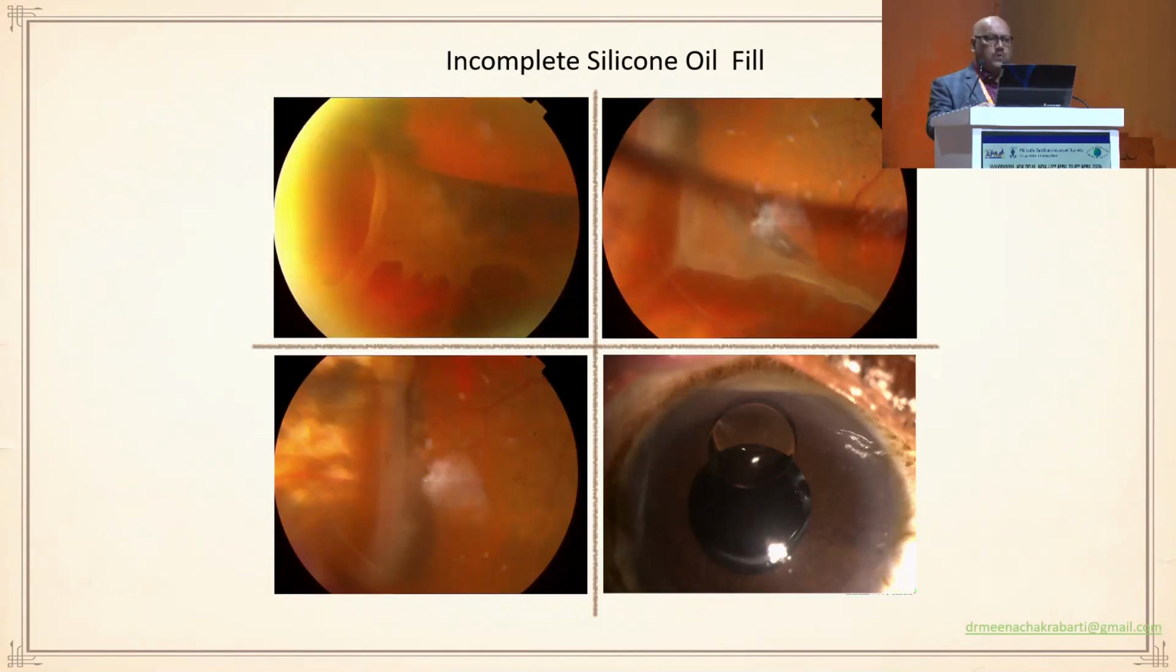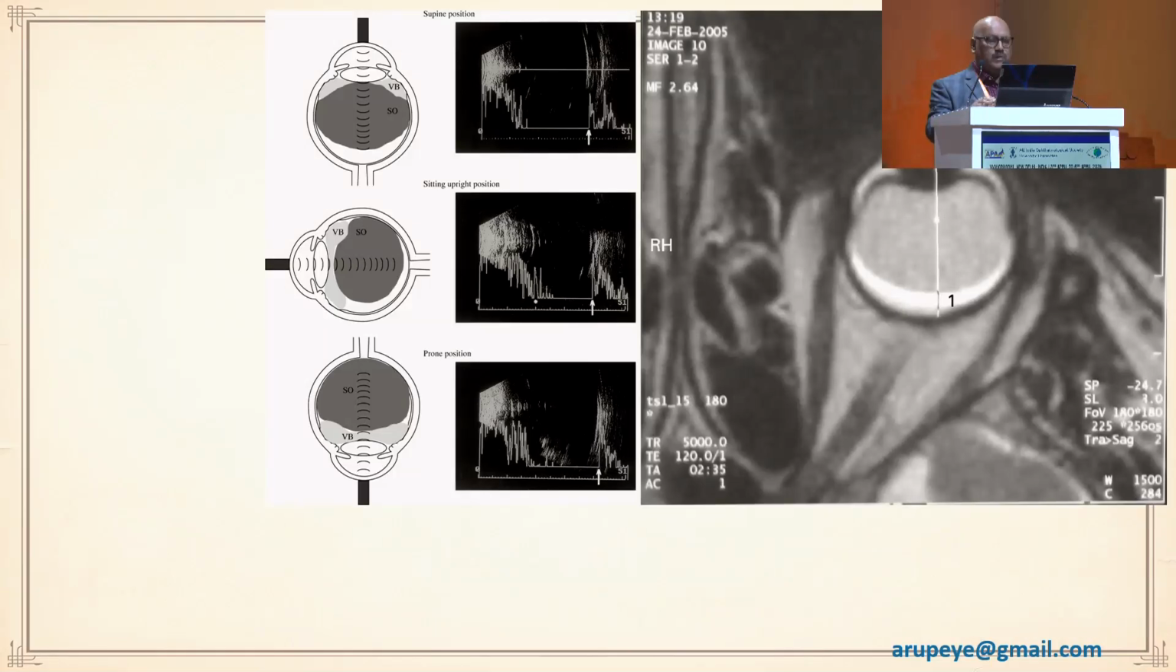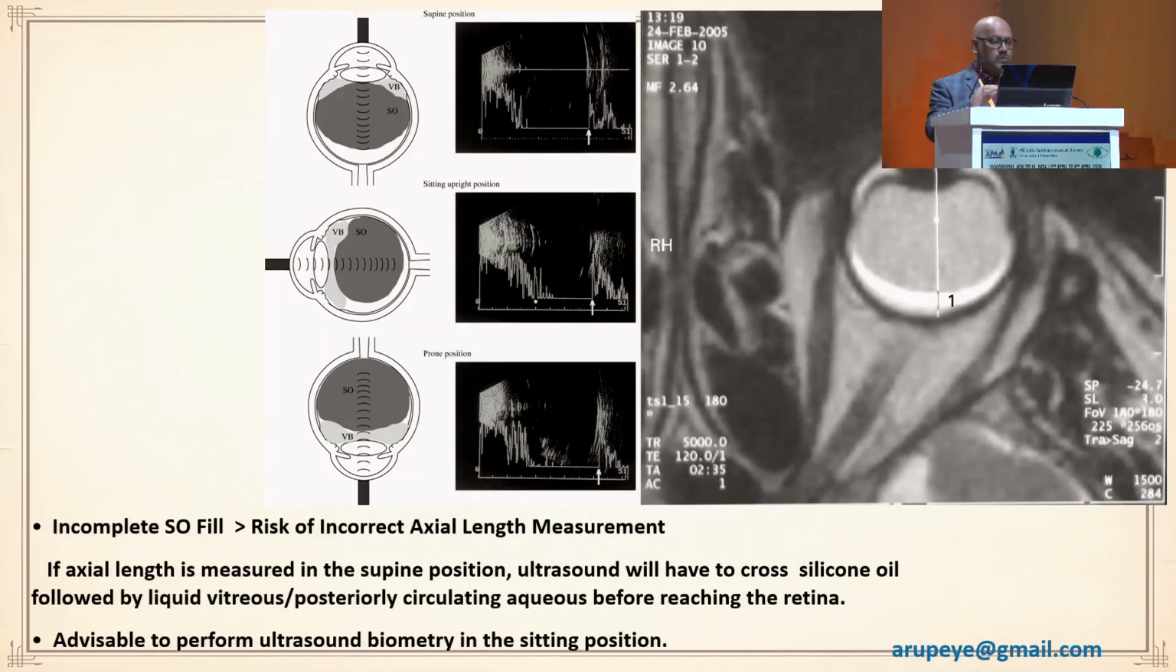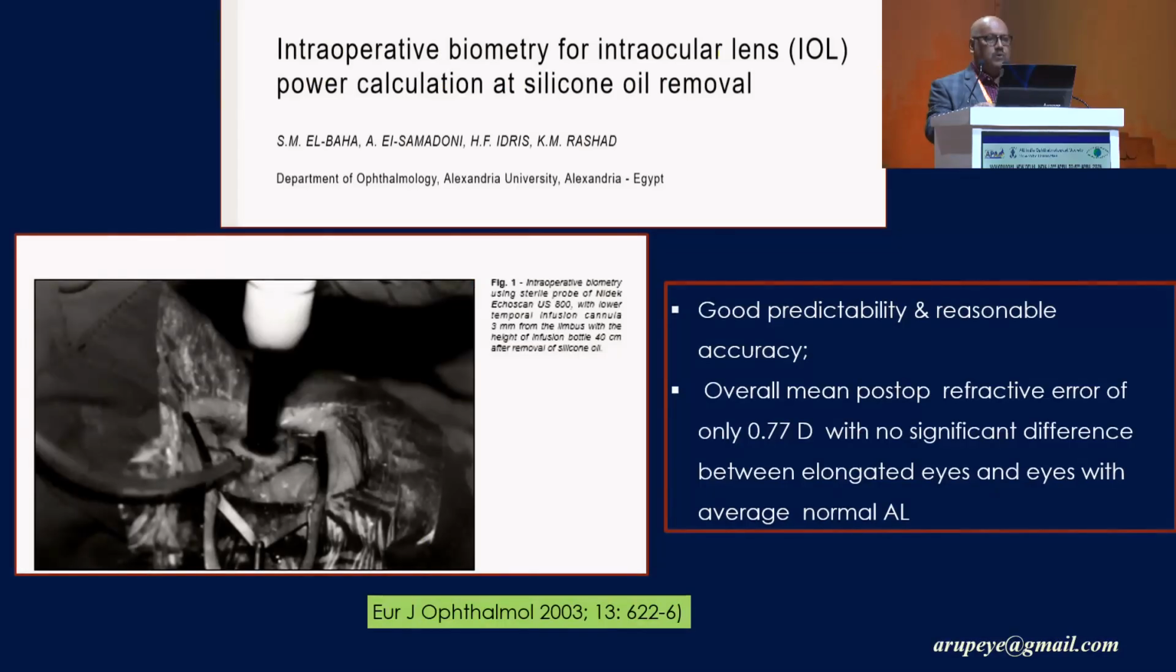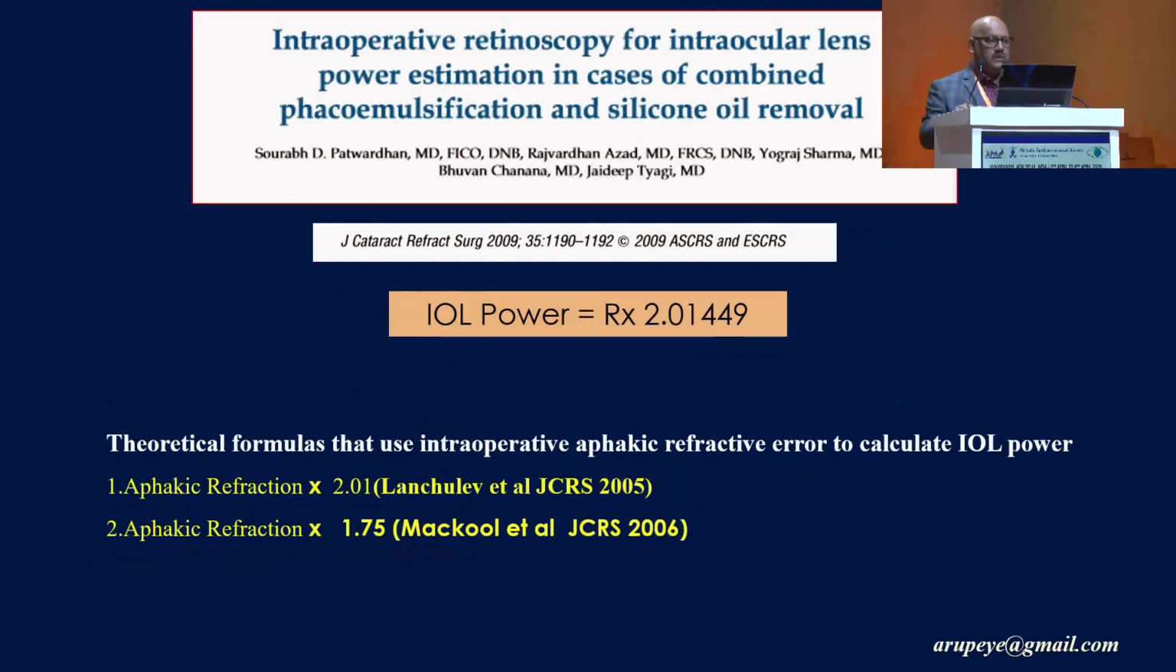There are certain situations where silicone oil half fills the posterior segment, and you cannot do an ultrasonic biometry in those patients when they are supine. So it is a good idea to keep the patient sitting and then perform the ultrasonic biometry. And in certain situations, nothing seems to be working. What has been described in the literature is you can do a CT scan or MRI, or go by the axial length of the fellow eye and use a standard power, which I really won't recommend, or you can get the investigations done after the silicone oil removal. For example, after the silicone oil removal, intraoperative biometry can be done after pressurizing the globe with an infusion, and the results seem to have been pretty accurate. I don't have any personal experience, but that is one of the options.